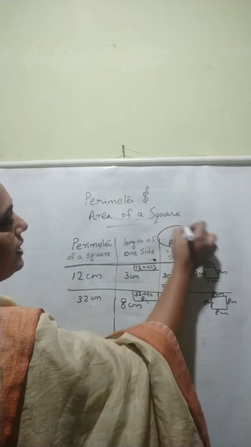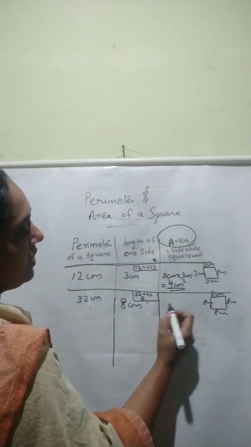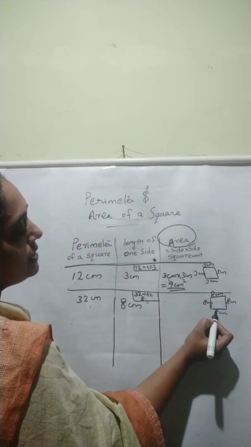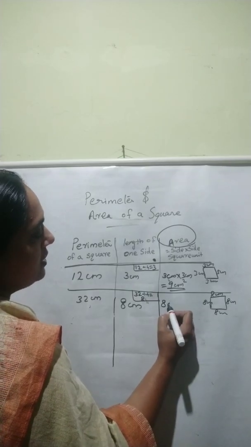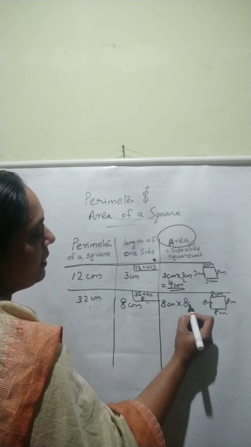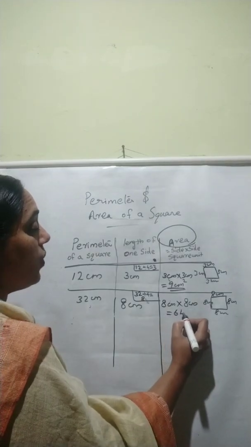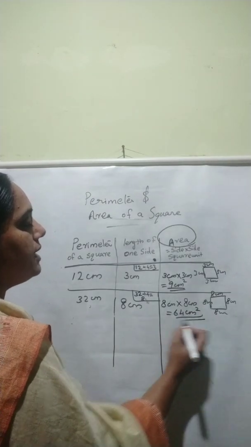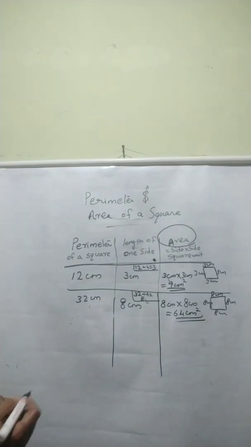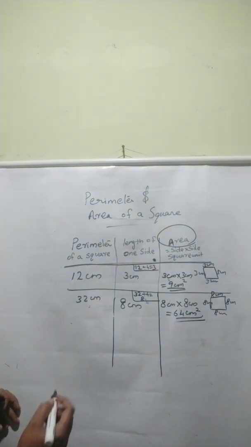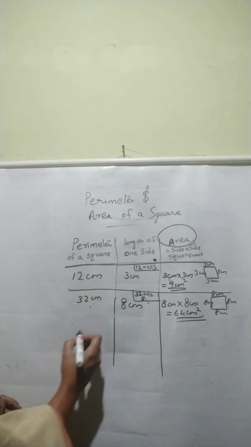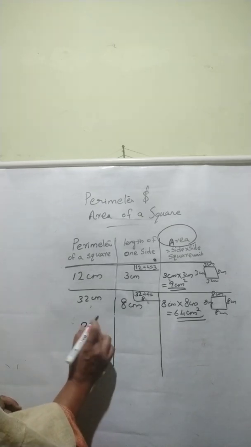Now we have to find the area. Area means we have to multiply 8 into 8. That is 8 centimeter multiplied by 8 centimeter. What is the answer? That is 64 centimeter square is the area of this square. Okay, next one is 80 centimeter.